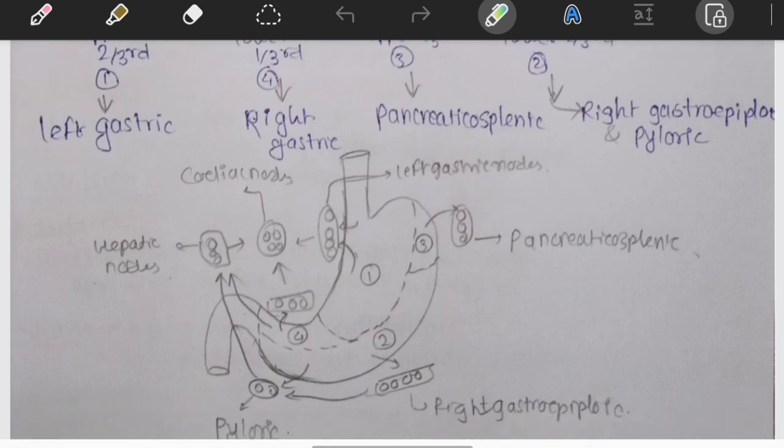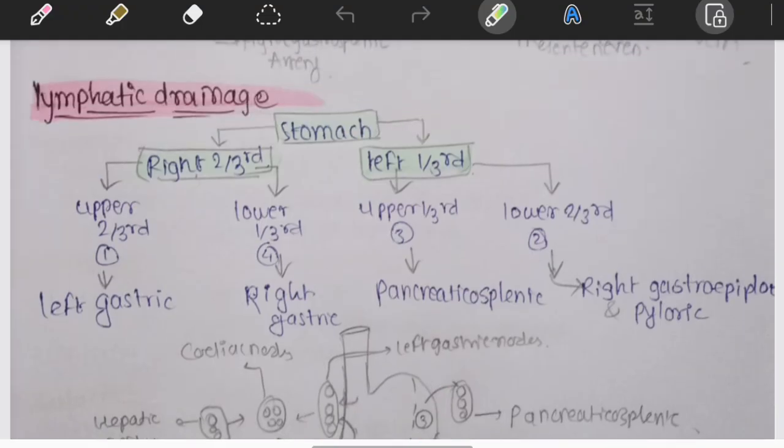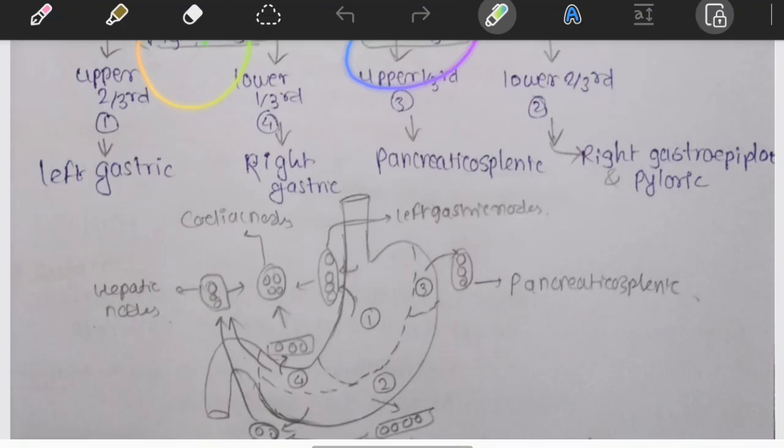Here, students often try to memorize the lymph drainage as isolated arrows. Which artery supplies the part? Which lymph node lies along the artery? That's the logic. Here's the node for the upper 2/3 and lower 1/3, and this is upper 1/3 and lower 2/3. Right and left parts divided into two parts.